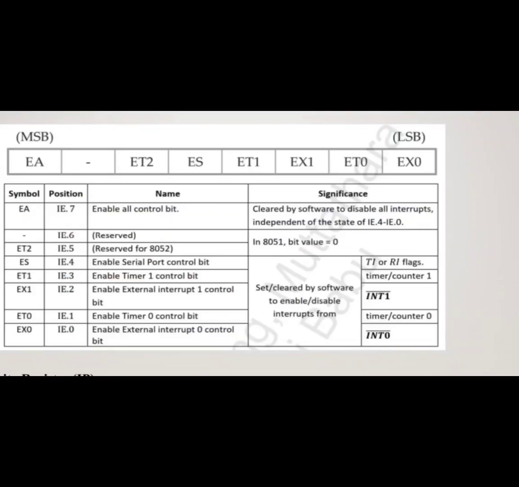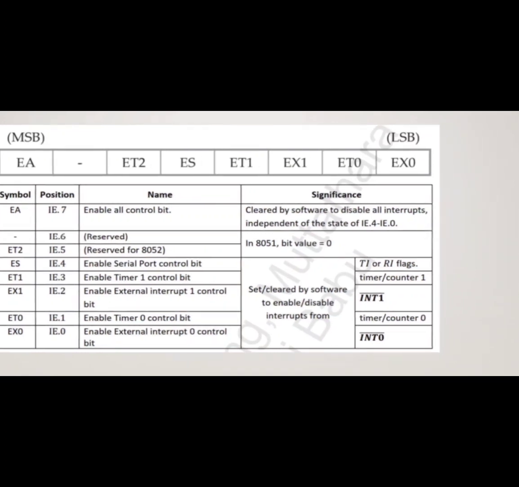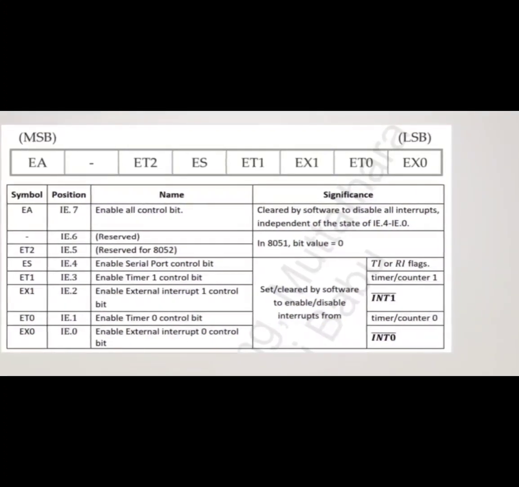So we can discuss each bit, which is bit addressable, one by one. The first one is EA, the MSB. EA means enable all control bit. This is the interrupt enable IE 7th bit. It is cleared by software to disable all the interrupts independent of their state. IE0 to IE4, we have 5 interrupts. Independent of these interrupts, this EA bit is used to clear or disable all interrupts. If you want to disable all interrupts, the software will clear this EA, so EA will be 0.